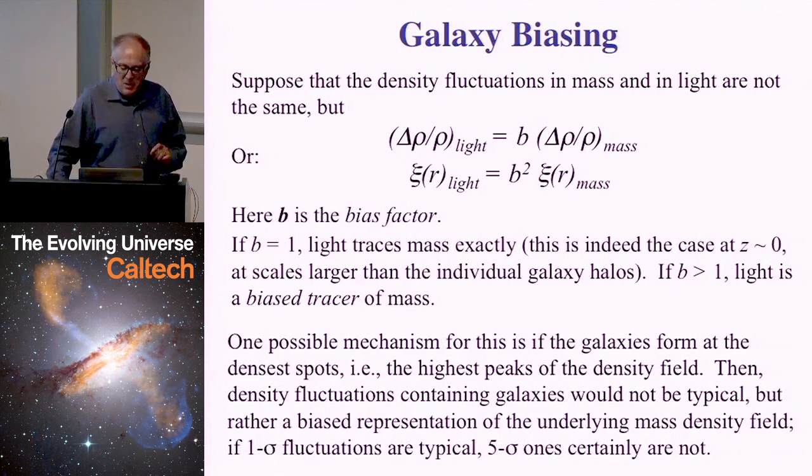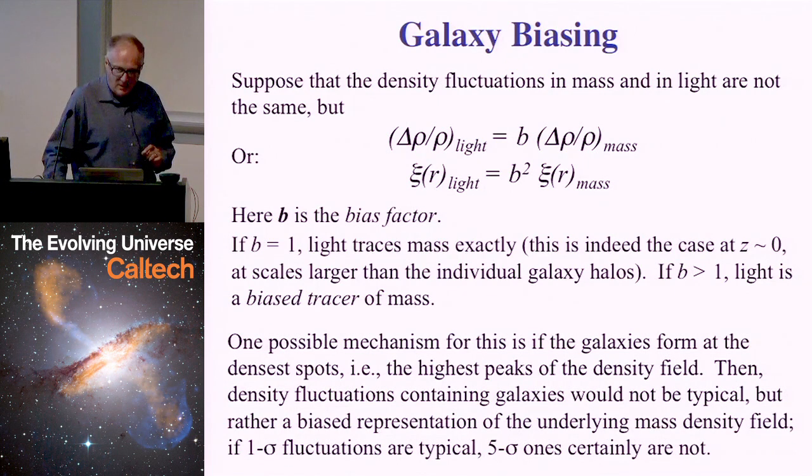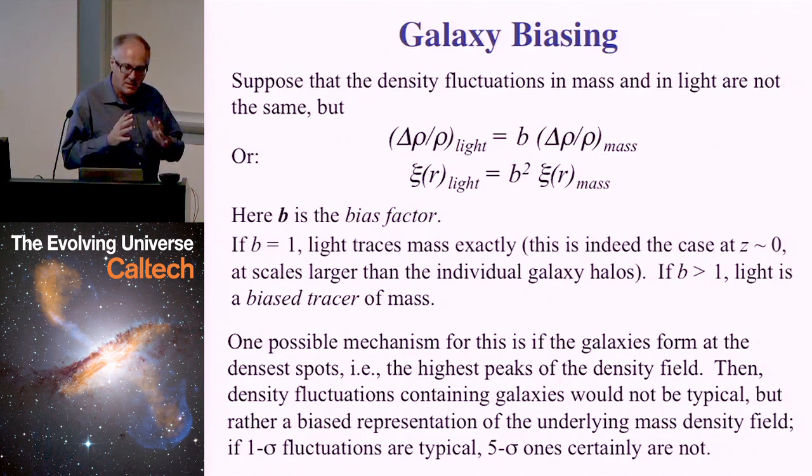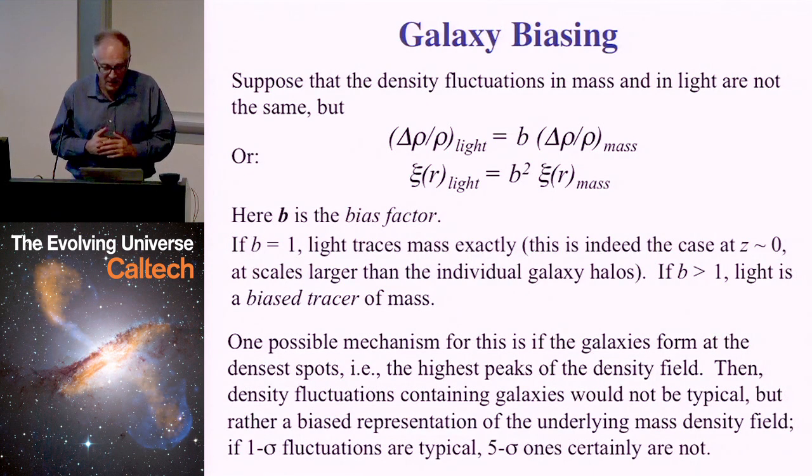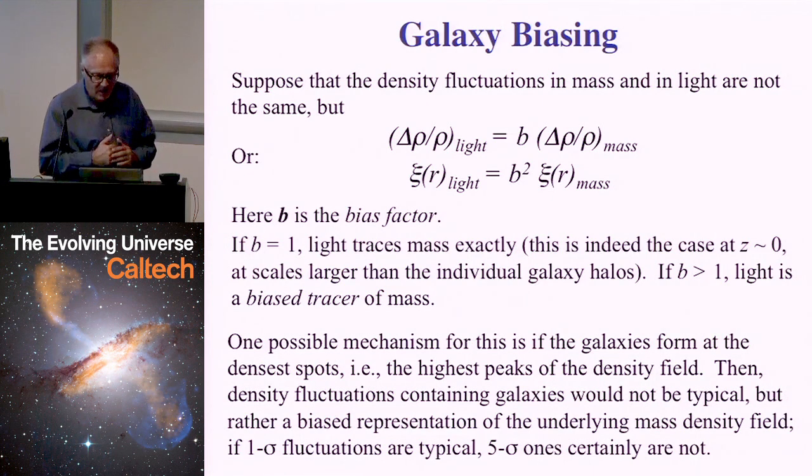Because b could be different, if galaxies are clumped more strongly than the mass, b will be greater than 1. That's what proportionality is, right? And say b is 2 or 3 or 5, then galaxies would not be a fair tracer of mass. They'll be a biased tracer of mass. They would be favoring the densest spots. So that was the basic idea. And it turns out that some of that is actually happening.